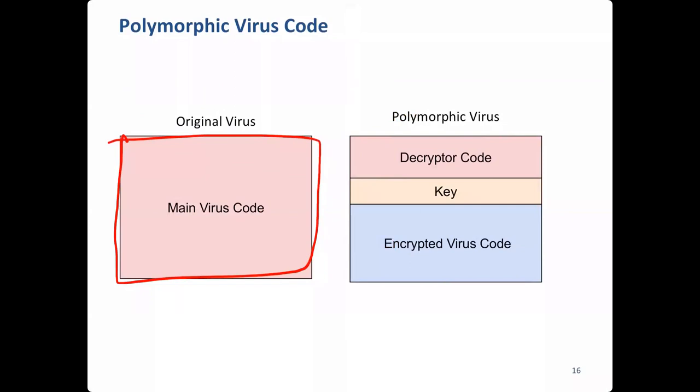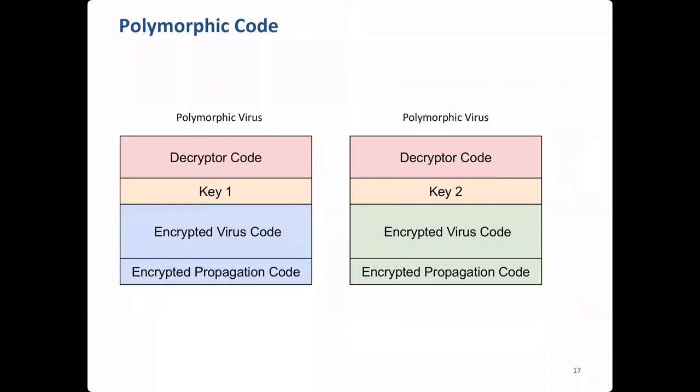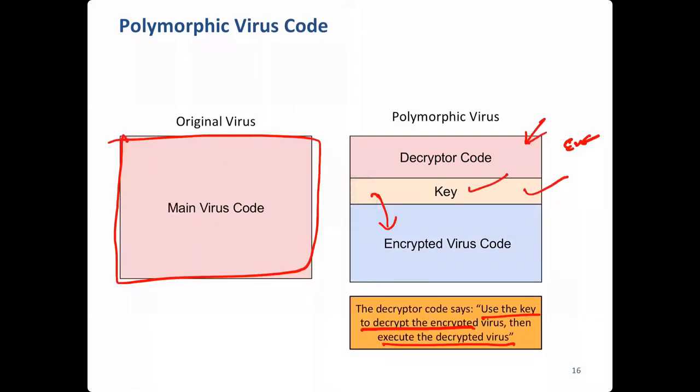A virus writer will use some encryption function, use some key to encrypt the virus, and there is a decryptor code. This is what we have done earlier also, right? Now what can be done? Of course, the decryptor code will say to use the key to decrypt the encrypted virus, then execute the decrypted virus, right? So this was the normal first case.